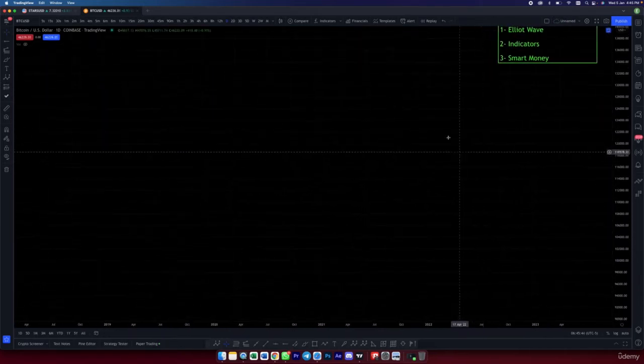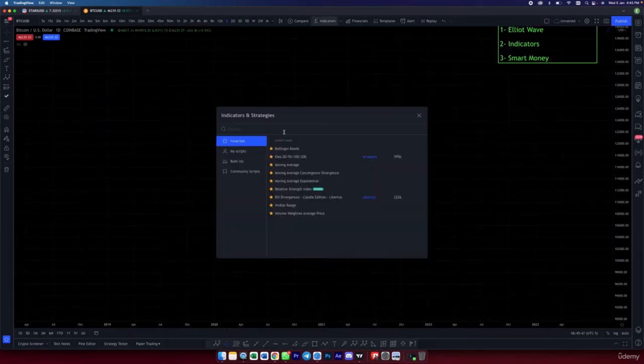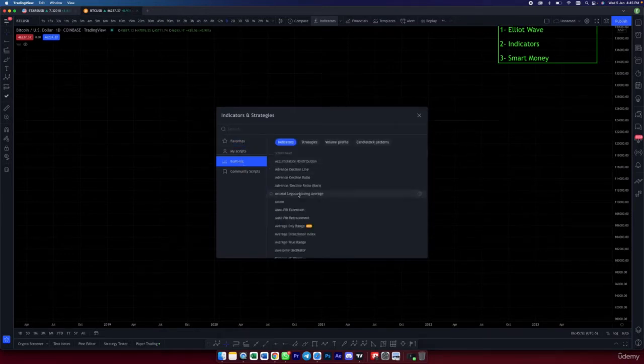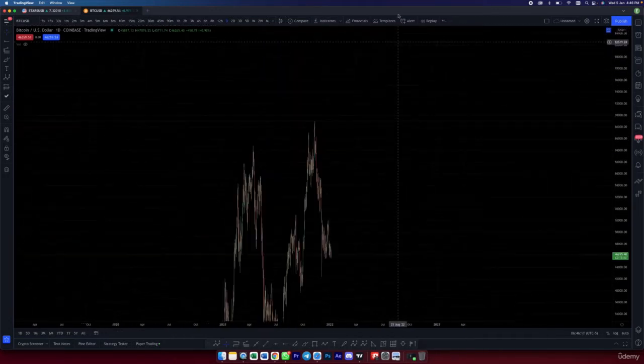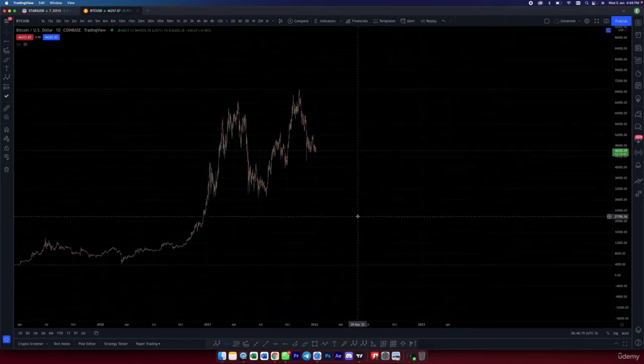Now what are the indicators that I would like to add? Of course there are thousands of indicators available on TradingView, and you can just see the long list here, but what I want you to add to your charts are the two indicators only. One is relative strength index, we also call it RSI, and the second one is moving average convergence divergence, we also call it MACD. So MACD, moving average convergence divergence, and RSI, relative strength index, these two indicators are what we want to add to our charts.